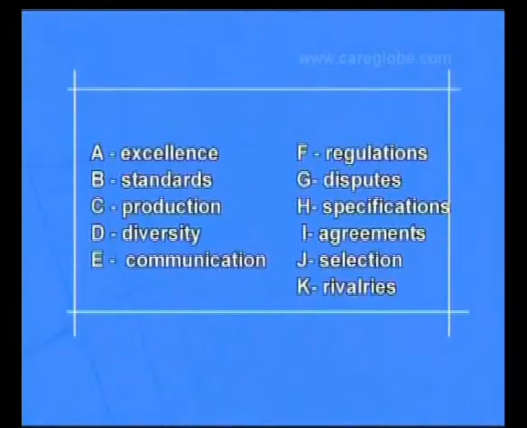And there is also a list of words given for you from A to K. You need to read the passage, find the suitable words and fill in the blanks. The words are excellence, standards, production, diversity, communication, regulations, disputes, specifications, agreements, selections and rivalries. Now, identify where this paragraph comes in the passage, identify the particular word and fill in the blank.